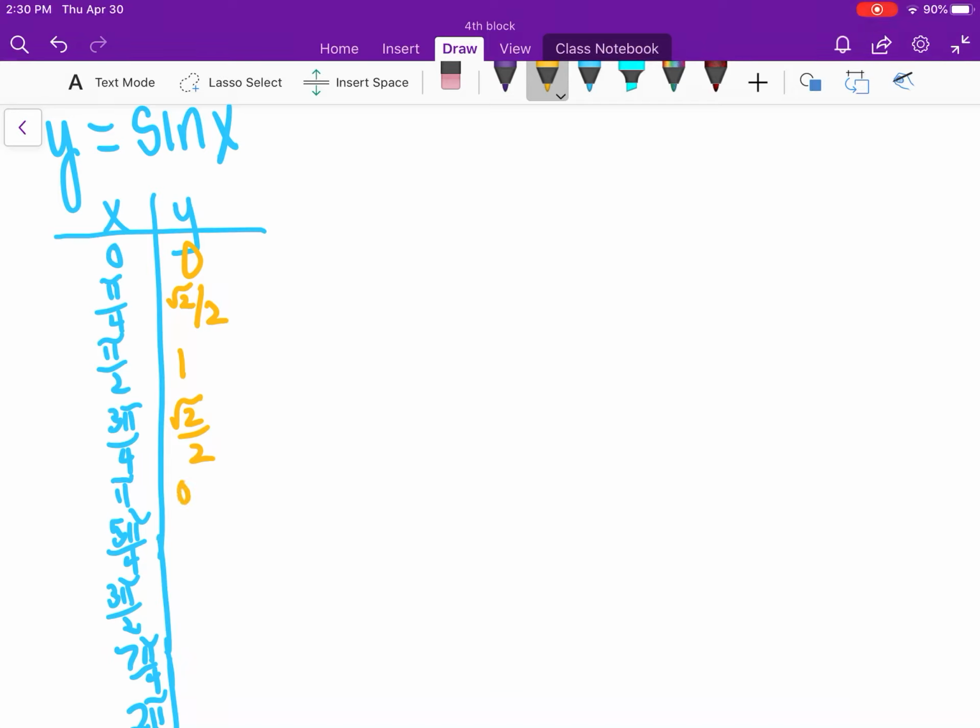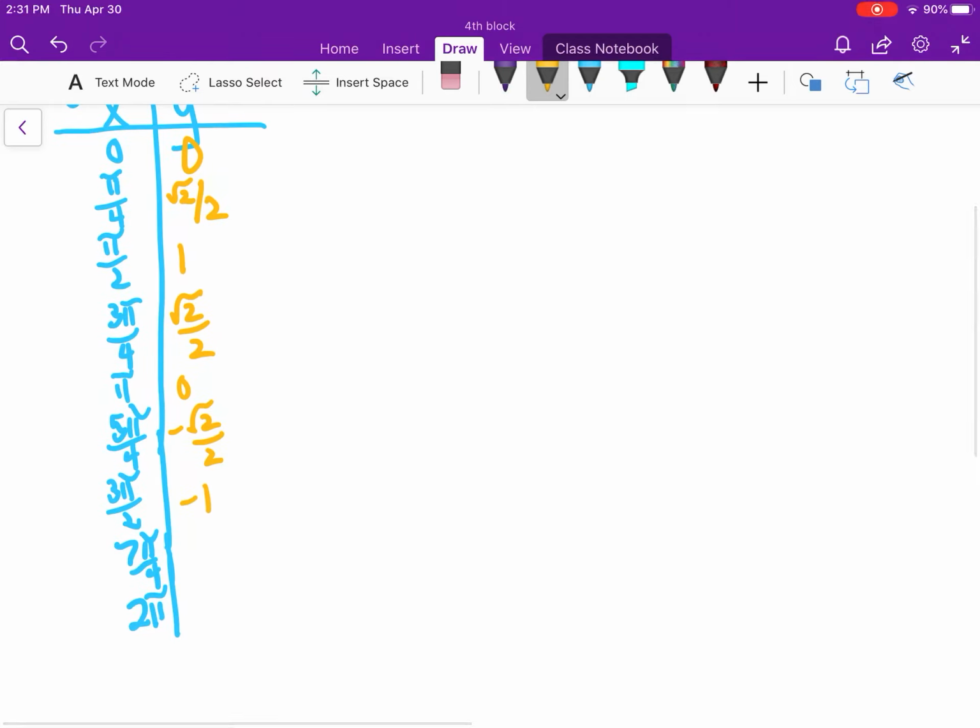At pi, it is 0 again. Then at 5 pi over 4, your y coordinate is negative radical 2 over 2. At 3 pi over 2, your y coordinate is negative 1. 7 pi over 4, it's negative radical 2 over 2. And at 2 pi, you're back at 0.